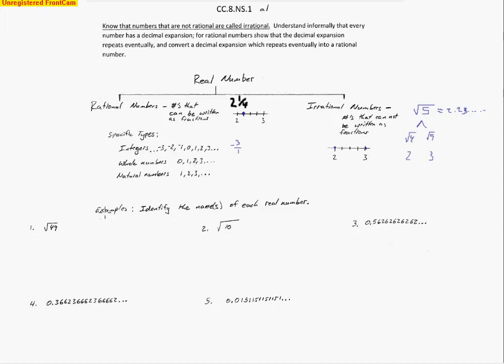So the directions will ask us to identify the names of each real number. So what you have to do is take the square root of 49 and see what it is. Well, it's 7.